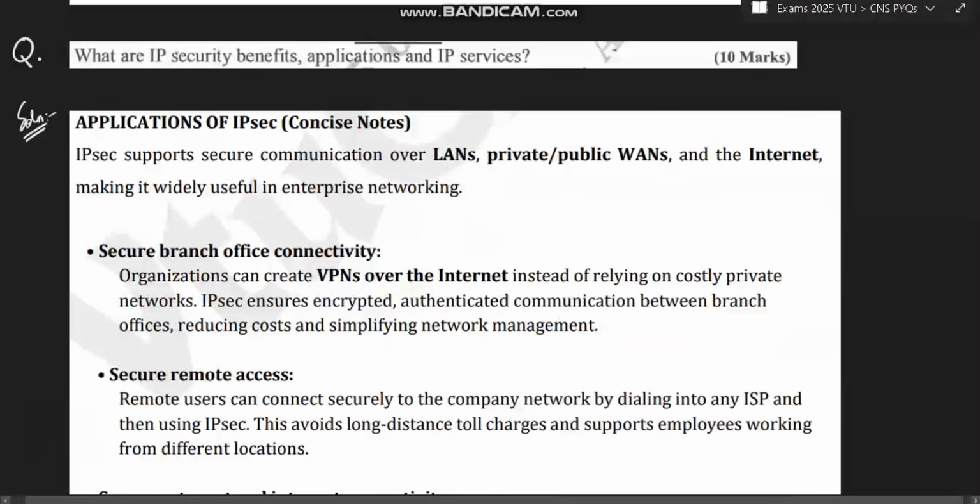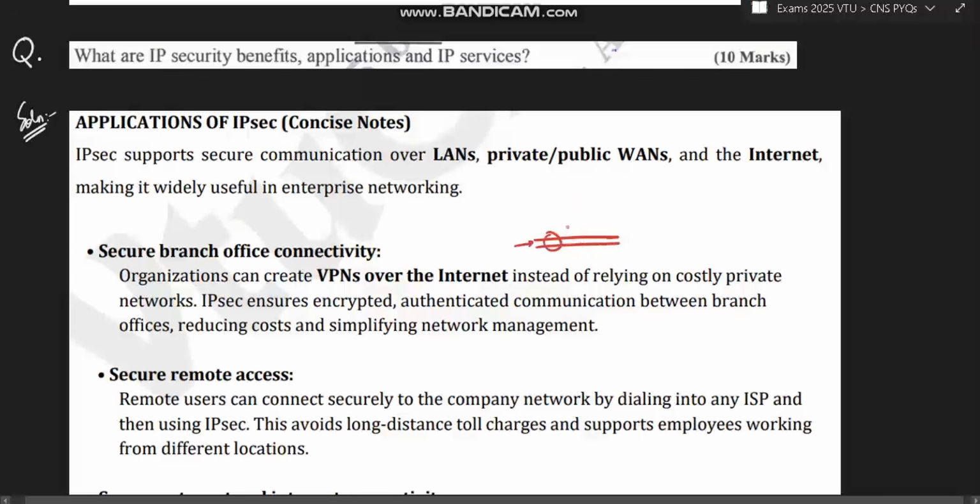Next is what are IP security benefits, applications, and IP services. Applications of IP security: it is used over LANs, private and public WANs, and the internet. It is widely useful in enterprise networking, meaning in companies. Why do we use IP security instead of a VPN? With a VPN, there will be one private channel for you. Usually, to send data there will be channels. There can be a public channel where everyone sends data, which is insecure, or you can have a private channel where only you can send the data and no one else can access it.